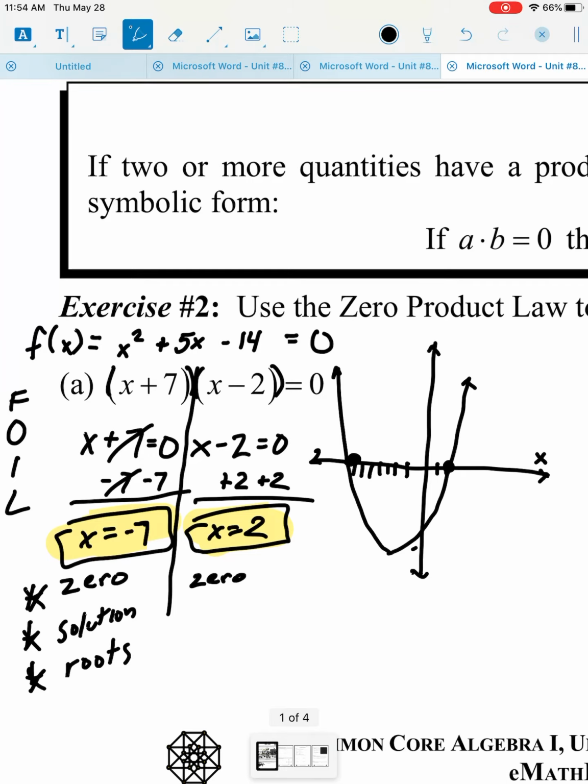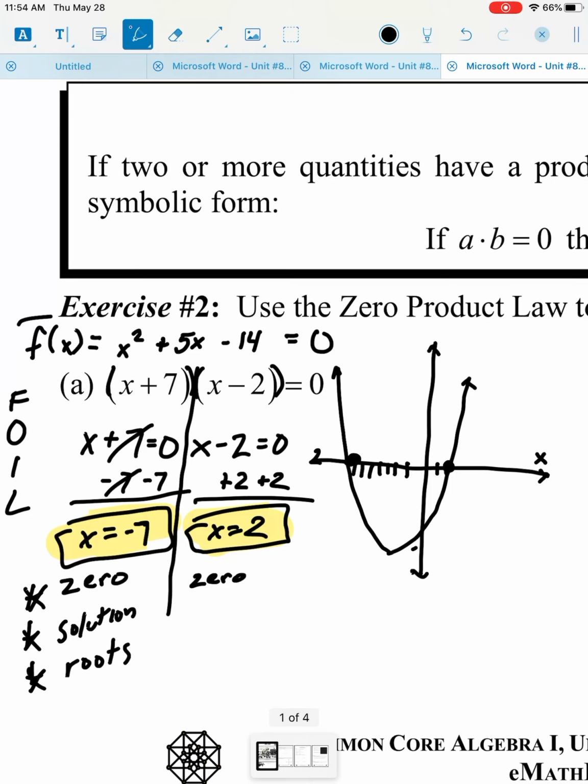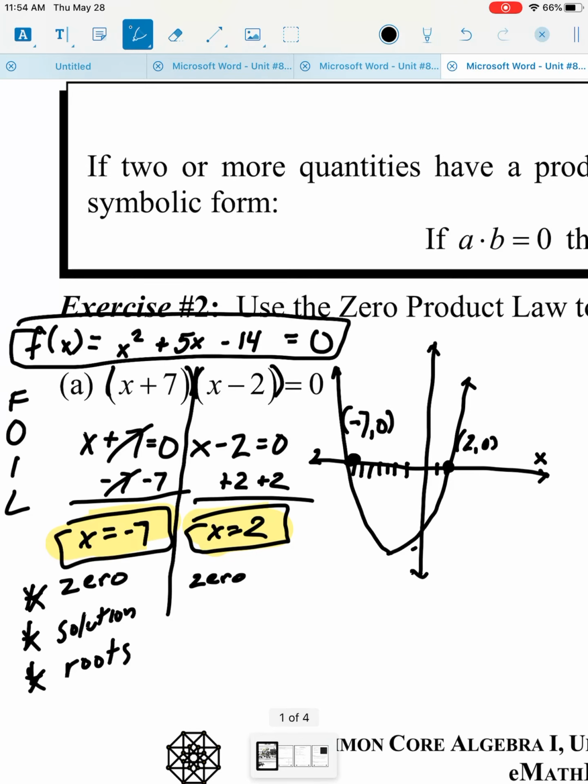Now, if you wanted to verify, you could graph your function on a calculator, and you'd get a parabola that looks identical to the one that I just drew. On your table of values, you'd have these 2 points, negative 7, 0, and 2, 0. And you'd have a minimum located somewhere in quadrant 3.